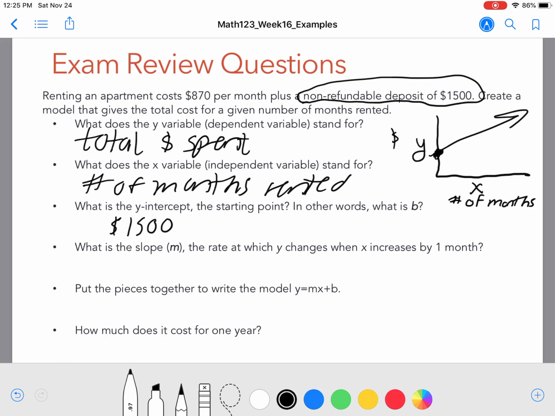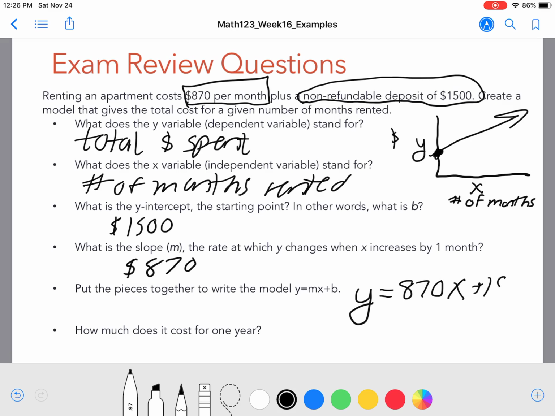And then the slope, that's the rate at which Y changes when X increases by 1 month. So in our case, that's our monthly fee of $870. So this is a slightly different version of the last one that we did. The last one we had to calculate our slope. This one we can just read our question and it tells us what our slope is. Then it asks us to put our pieces together to form an equation. So y equals mx plus b, so I have 870x plus 1,500. So that's going to be my model, okay?